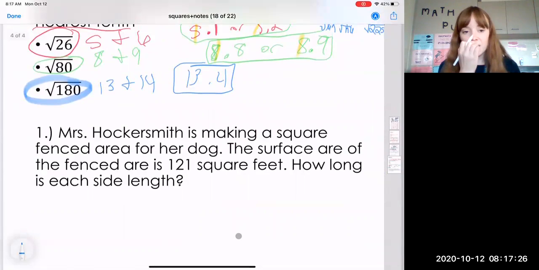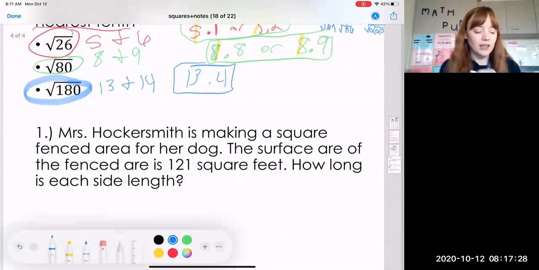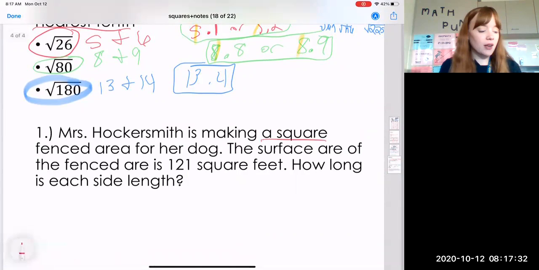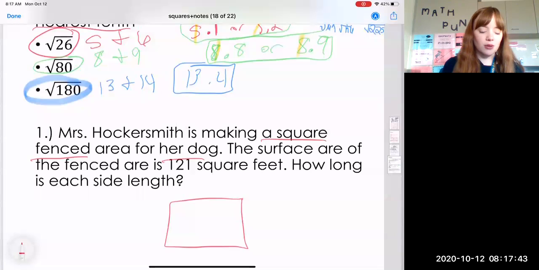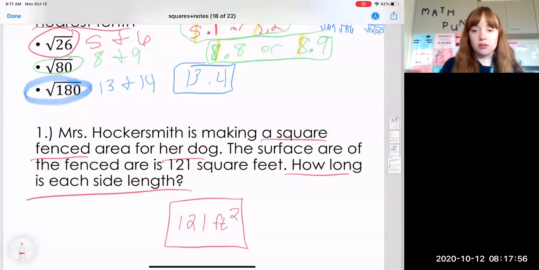Okay, this is one last word problem just so we get some more practice with these. Miss Hockersmith is making a square fenced-in area for her dog, name's Pepsi if you don't remember. The area of the fenced area is 121 square feet. How long is each side length?